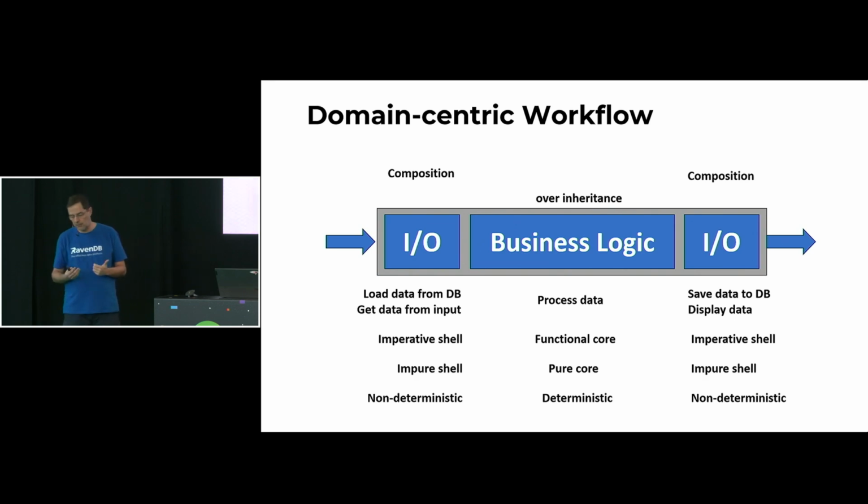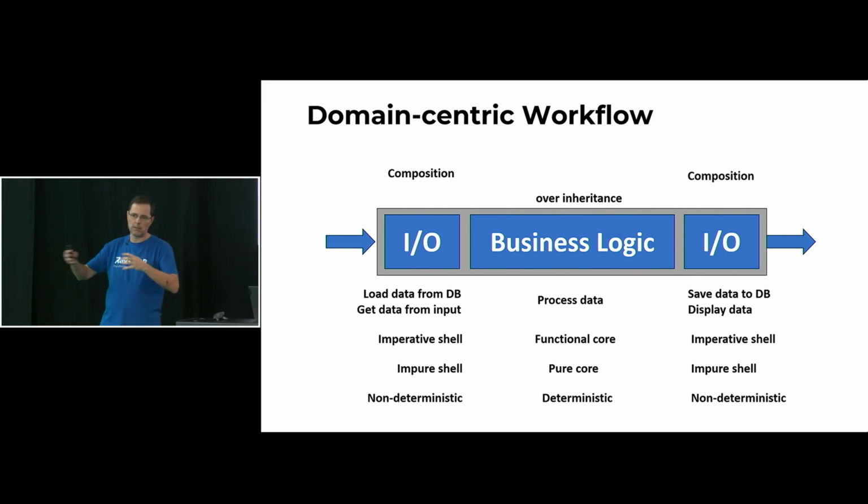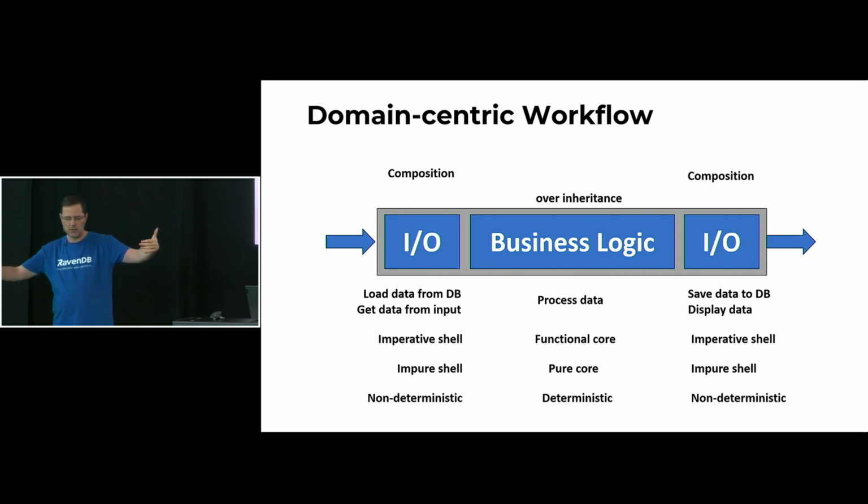Well, I think it's a good thing because you're getting lots of things for free. You remember the mantra, composition over inheritance. When you look at this, you can see composition in the structure of your application. First, you have I/O at the entrance. You're loading data either from the database or some kind of input. You process it, you save it to the database. So you can see the natural flow of the execution. Imperative shell, functional core can be mapped here: the imperative shell to the outer parts, and the functional core, hopefully purely functional, in the middle.